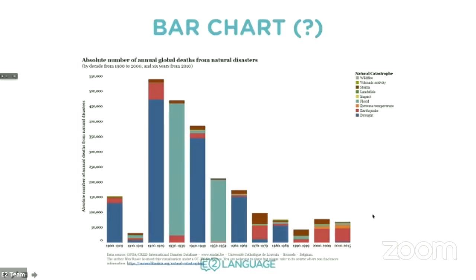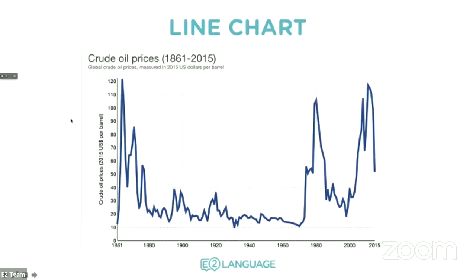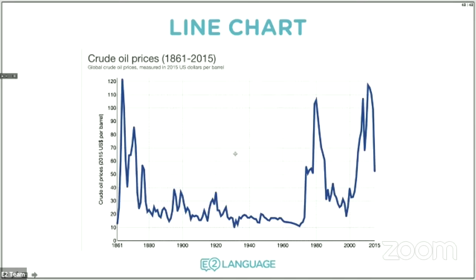Let's do some easier ones because I think I've made these too hard for you. Let's do this one. This one looks a bit easier. I'll go first and then I want you to do it. So introduce the line graph, represents crude oil prices in US dollars per barrel from 1861 to 2015.